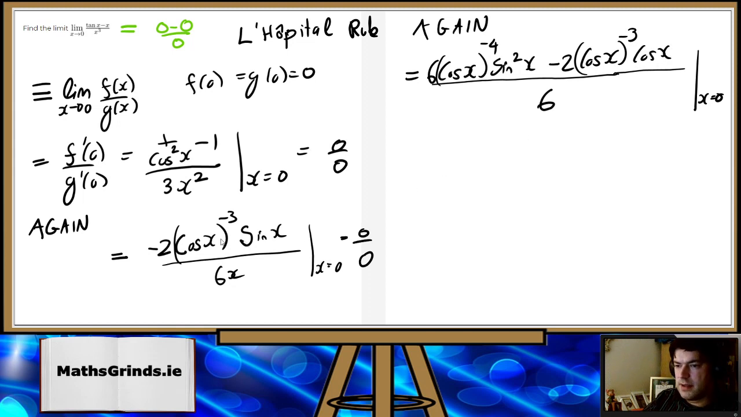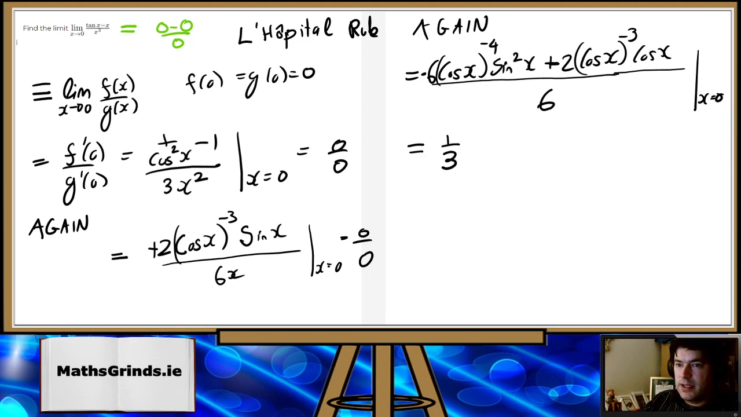Actually, I made a sign mistake, careless of me. The derivative of cos is minus sine. That should have been a plus there. So that means that's a minus. And that's a plus then. Yeah. If I put in 0, I should get 1 over 3.